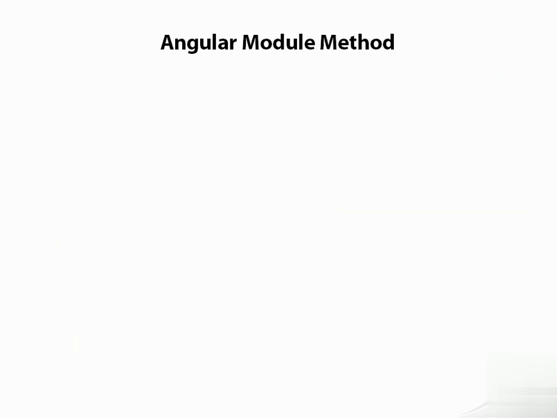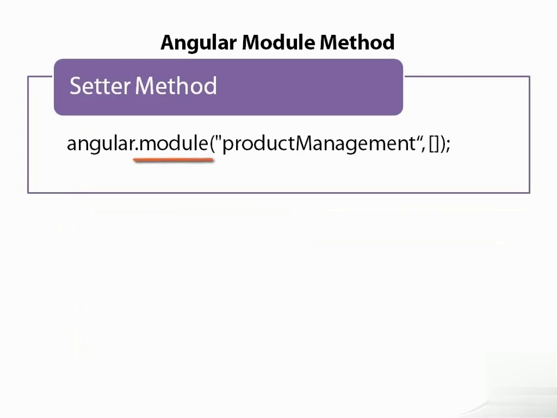To create a module, we use the Angular Module method. The Angular Module method has two overloads. When defining a module, the module method requires two parameters. The first parameter is the module name. Since this is the main module, we set it to the application name. The second parameter is the array of dependencies.